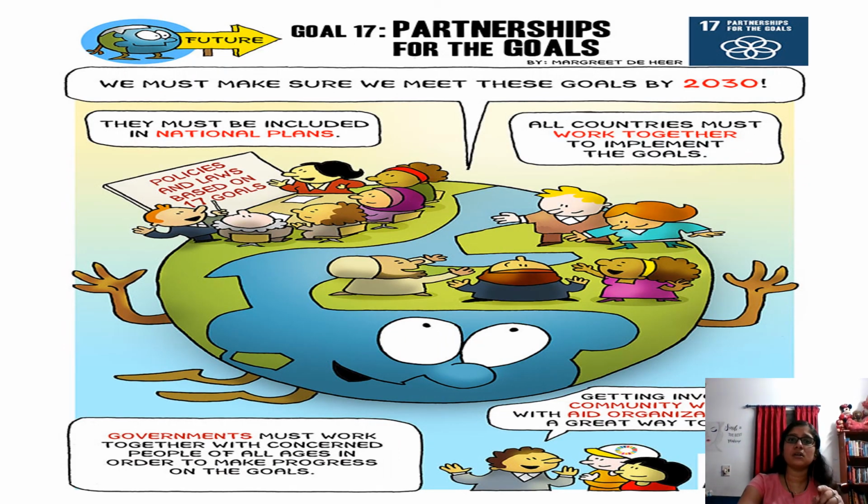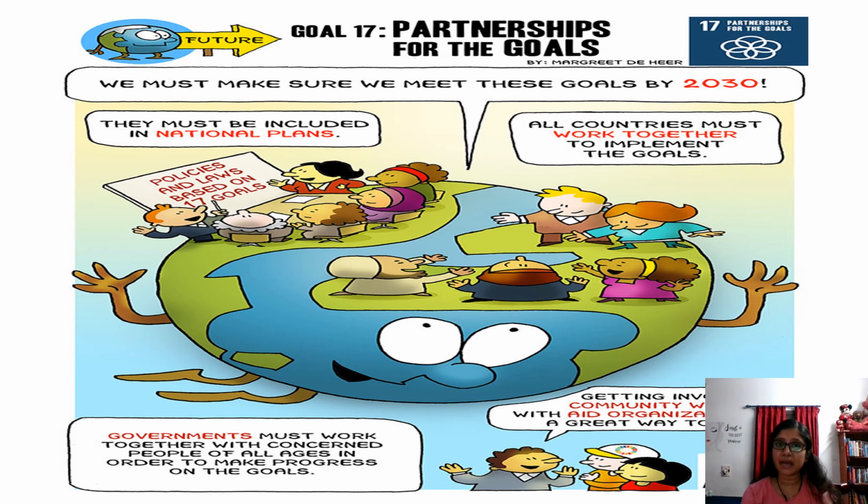And one goal, this one is partnership for the goals. We have all seen 16 goals till now. For that, what we should do, we should be friendly with others. That is, all the countries, not only those who have signed, those who have not signed also, everybody should be working towards this. So we must make sure we meet these goals by 2030. They must be included in national plans.